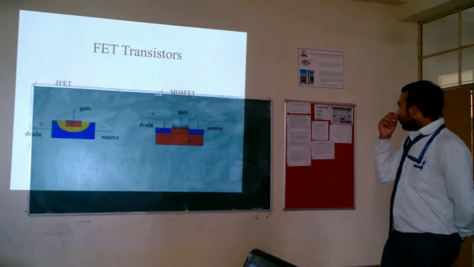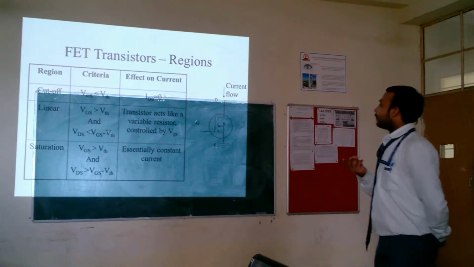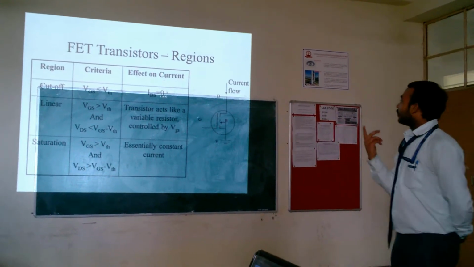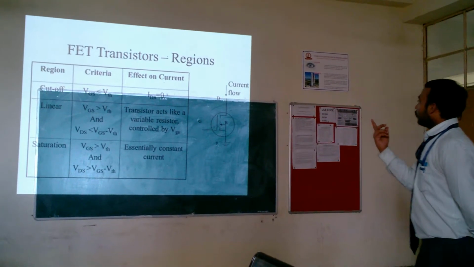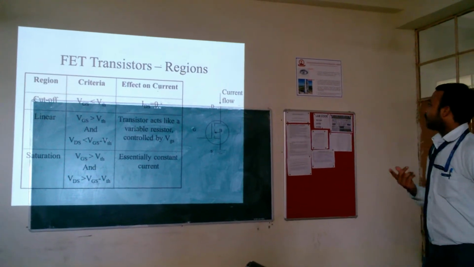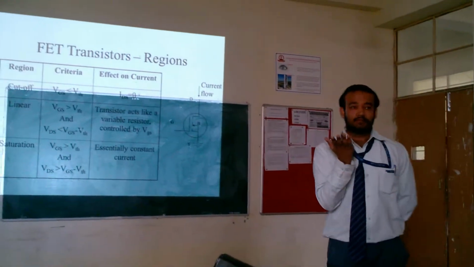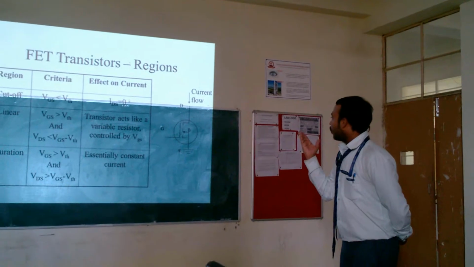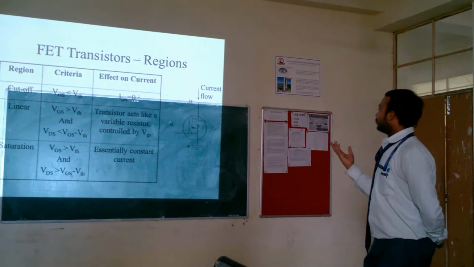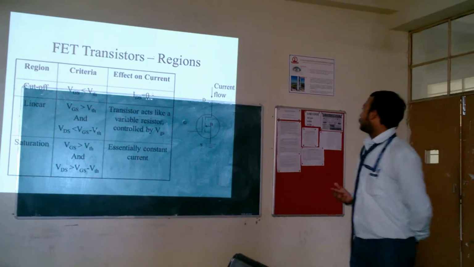A FET transistor has three regions, same as a BJT: cutoff, linear, and saturation. In cutoff, the current is zero. In linear, the transistor acts as a variable resistor controlled by VGS, so the resistance changes according to the voltage. In saturation, the current is essentially constant.